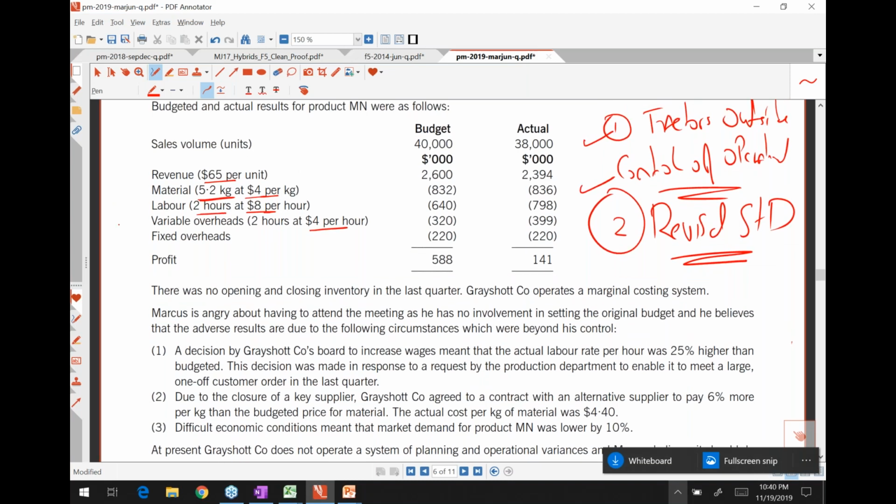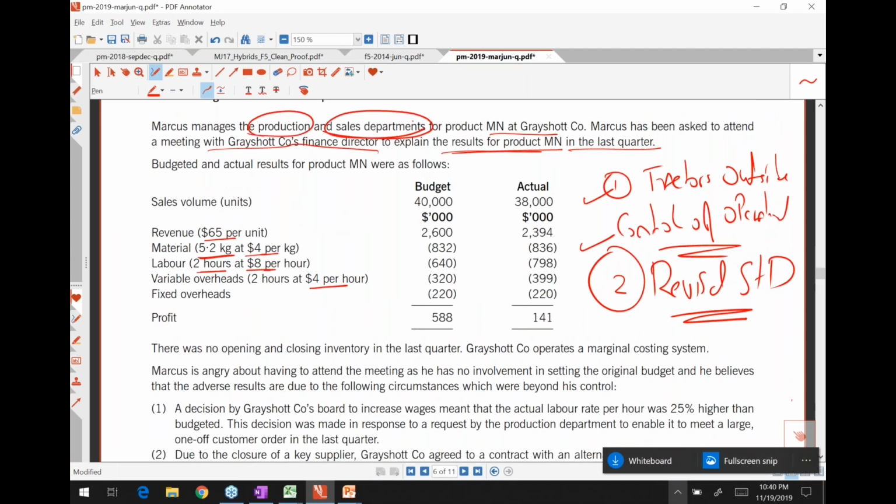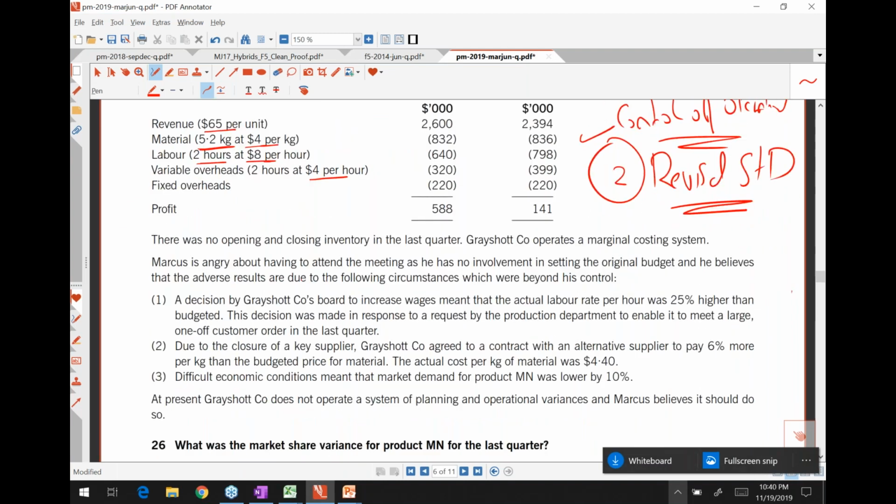Marcus is responsible for production and sales. So Marcus is the operational manager. Marcus is angry about having to attend the meeting as he has no involvement in setting the original budget. Marcus is upset. He's saying, why should I be there? He believes that the adverse results are due to factors which are beyond his control. Marcus says, this is beyond my control. You decide what is in the control of Marcus and what is not. Okay, are you ready? So let's start.